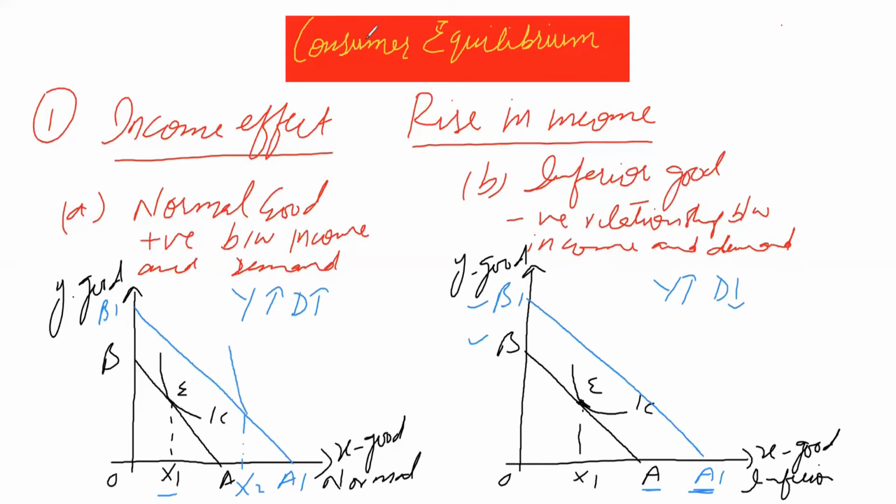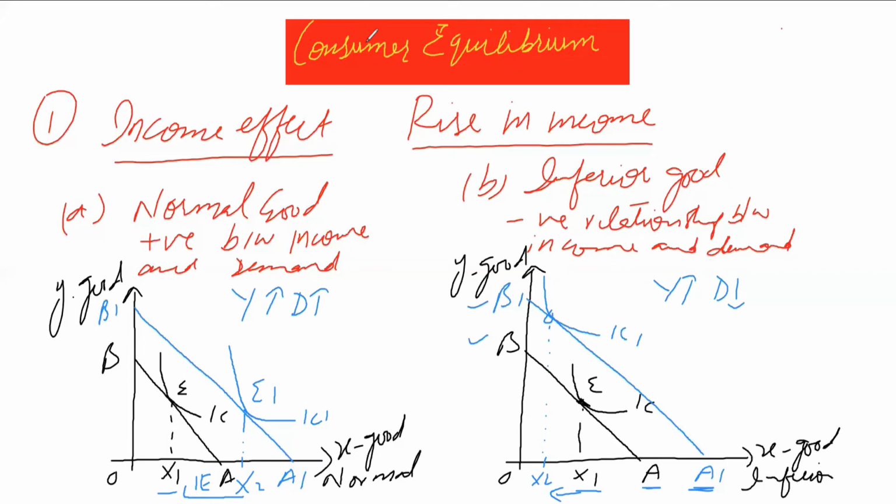However, in the left hand side graph, the new equilibrium will take place at E1, where the consumer purchases X2 quantity of normal good, which is greater than the previous quantity, so the gap between X1 and X2 is the income effect. But in the right hand side graph, in case of inferior good, when income increases, the budget line will no doubt shift to the right from AB to A1B1, but the consumer will purchase a lesser quantity of inferior good at X2 and the new equilibrium will take place at E1.